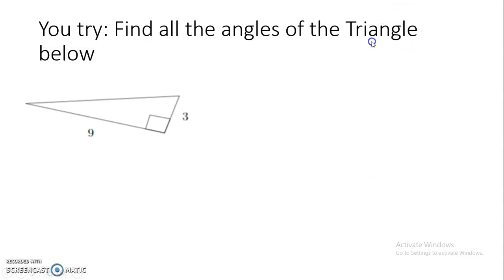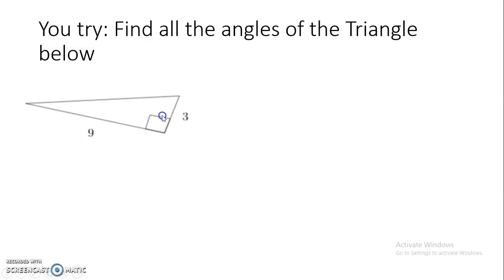Now, I want you guys to take a few minutes and do this question. We don't have the values of the angles of this triangle, so I want you guys to find the value of each angle of this triangle. We have two sides, this side and this side. So what are the angles? Try to figure that out. Take a few minutes and then come back when you are done.